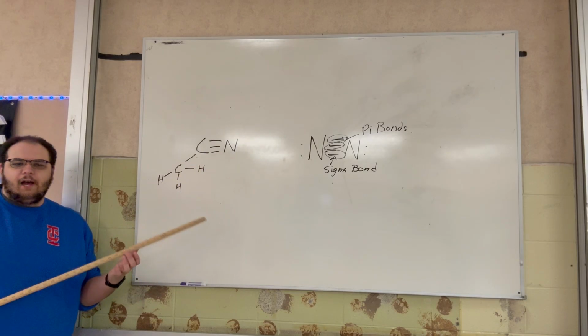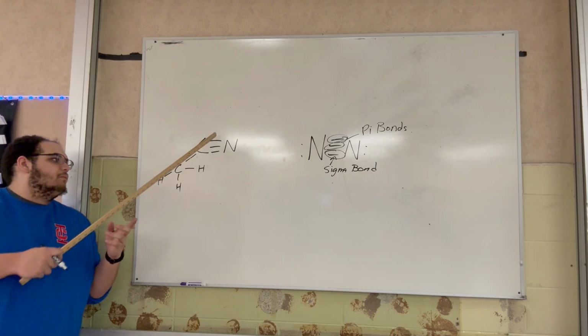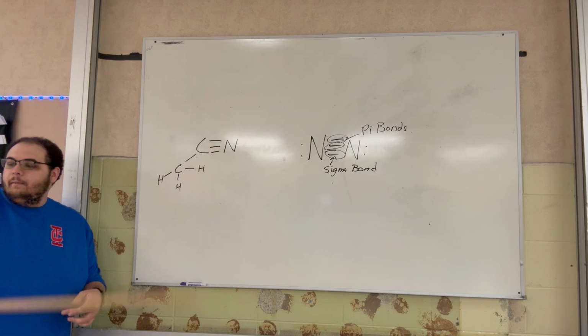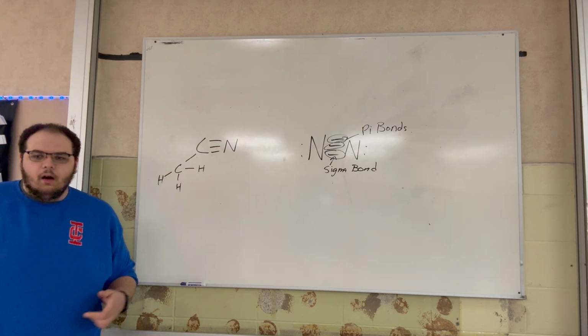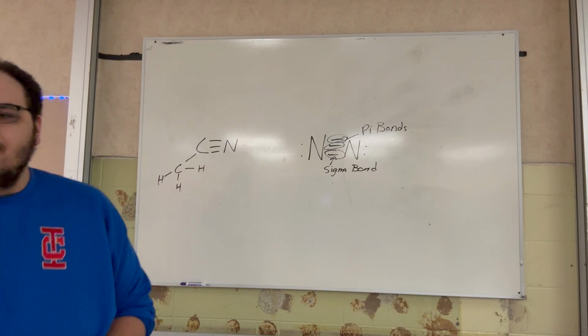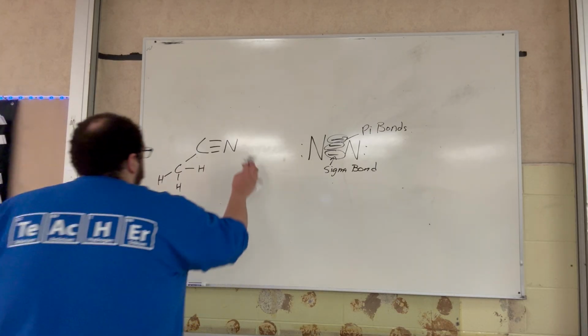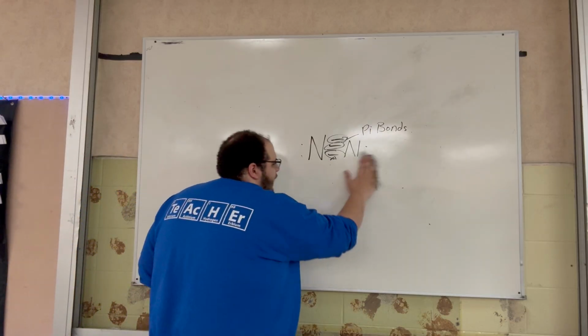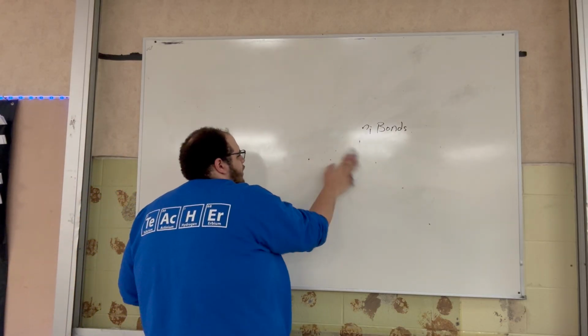How many pi bonds do we have then? 2. What about double bonds? A double bond would be 1 pi bond and 1 sigma bond. Okay, great. Are we good so far? That's the easy part. Has everybody written down the stuff at the bottom of this slide? Because I'm going to refer back to it in a little bit.